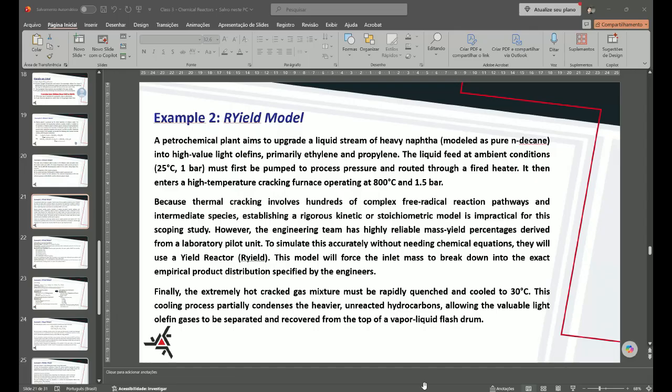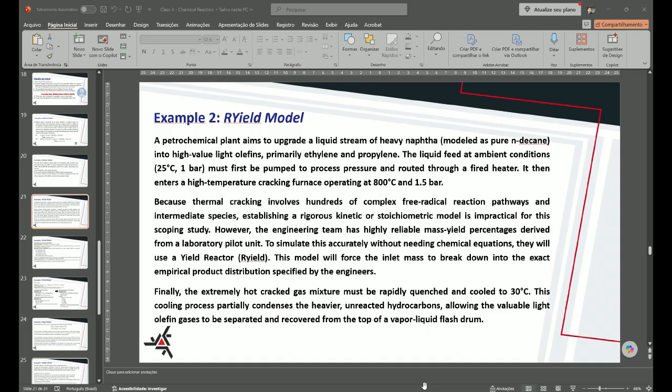Next, in example 2, we're going to simulate a yield model, a reactor based on the yield of products obtained by the reactions, and let's understand a case study for practicing this model in Aspen Plus. A petrochemical plant aims to upgrade a liquid stream of heavy naphtha, modeled as pure n-decane, into high-value light olefins, primarily ethylene and propylene.